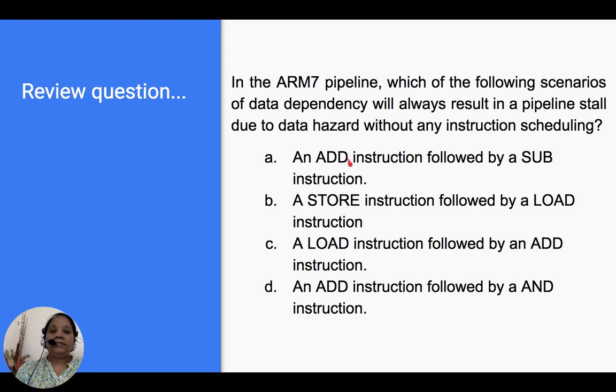Is it an AND instruction followed by a subtract instruction, a store instruction followed by a load instruction, a load instruction followed by an add instruction, or an add instruction followed by an AND instruction? So the four possibilities. Which possibility will surely always cause data dependency? And that data dependency will also cause a data hazard. Please give this answer as a comment after you watch the video.